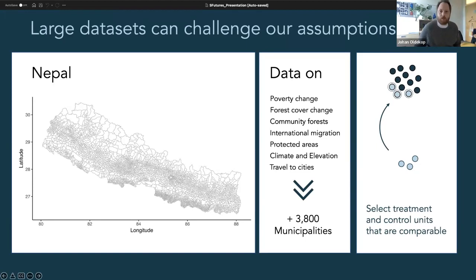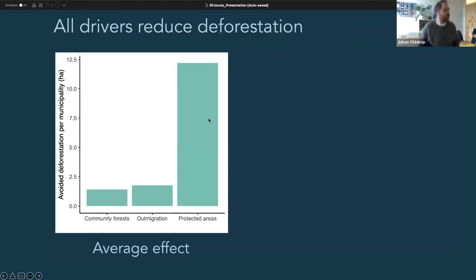So I just want to show you some of the results. One of the things that we found is that all of these drivers actually reduce deforestation. So this is looking at the average effect, the amount of avoided deforestation that we find in each municipality on average. And we find that community forests and outmigration reduce deforestation by about 2 hectares per municipality, and the effect of protected areas was much higher.